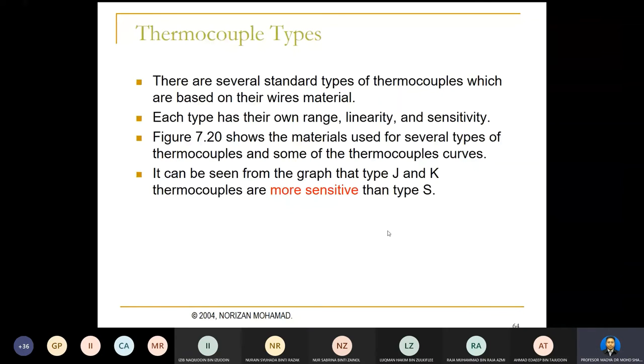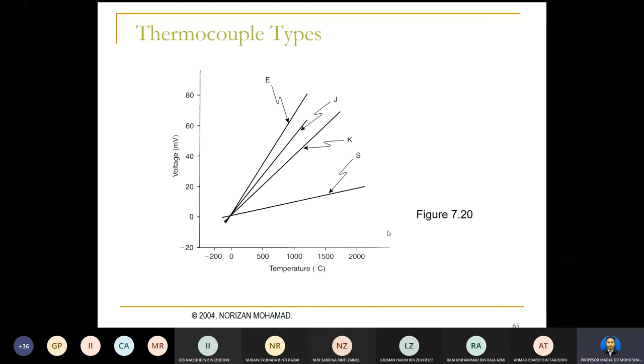So it can be seen from the graph, the type J and K thermocouples are more sensitive than type S. So they mention for thermocouples, they have four types: J, K, S, and E. Okay, so for example this one. Every thermocouple has a different output. We call it a different equation, different linearity. So for example, this one for type E, type J, type K, and type S.